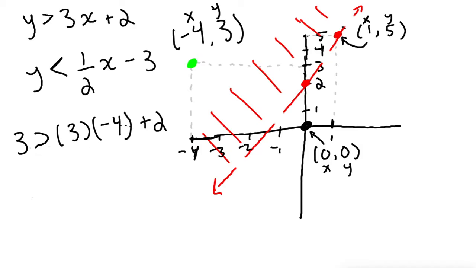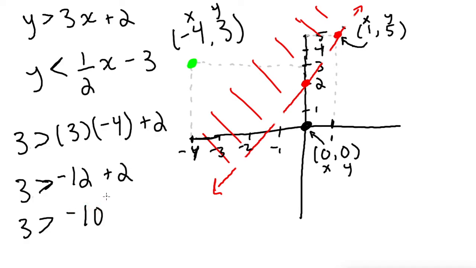So let's see if this statement is true. We have 3 over here, and that's going to be greater than -4 times 3, which is -12, and then plus 2. So 3 is greater than -12 plus 2, which is -10. Is this statement true? 3 is greater than -10. Yes, it is true, and it makes sense because this point is on the side of the graph where we shaded it. We want to include this point. That's why we shaded up here.